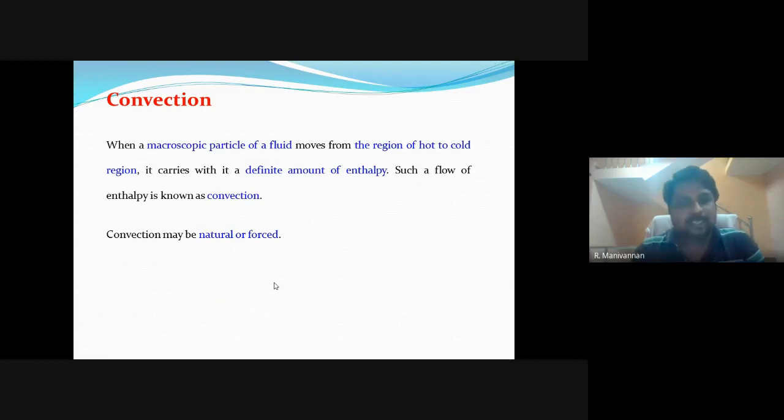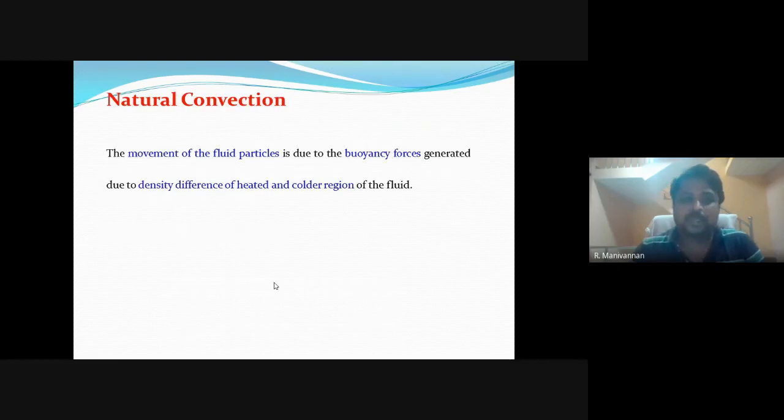This convection is classified into two types. First one is natural convection and second one is forced convection. The other name for natural convection is free convection. Let us see what is the difference between these two types of convection. First one, natural convection. The movement of fluid particles is due to the buoyancy force generated due to the density difference of heated and colder regions of the fluid. Okay, let me explain this with the figure.